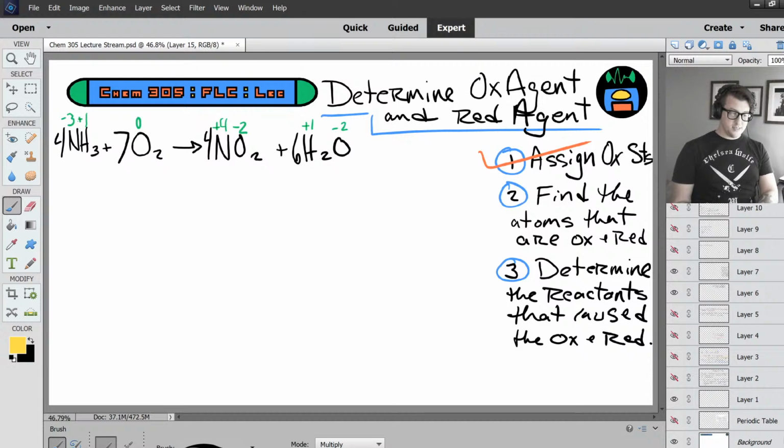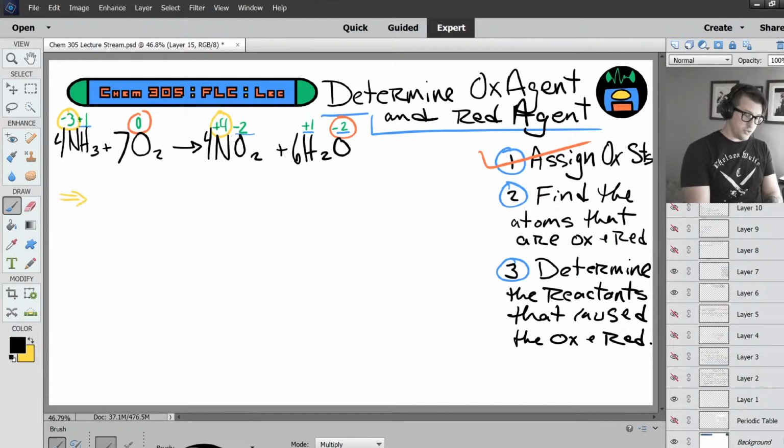Now you'll notice that hydrogen is +1 on both sides, no change. Oxygen is -2 on both sides, no change. Where we see a change is with nitrogen, starts at -3, ends at +4, and we see a change with oxygen, starts at 0, ends at -2. So these are going to be the elements that are oxidized and reduced.